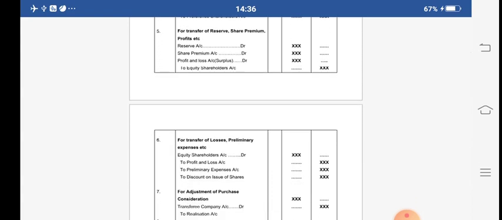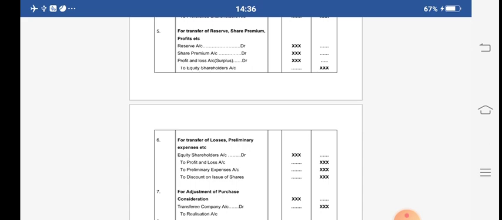Now see entry number 5, which is for transfer of reserves, share premium, and profits, etc. Whatever reserves the transferor company has, it is going to transfer the reserves as well as the share premium and the profits, etc.